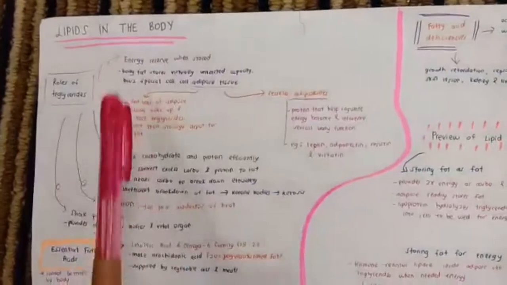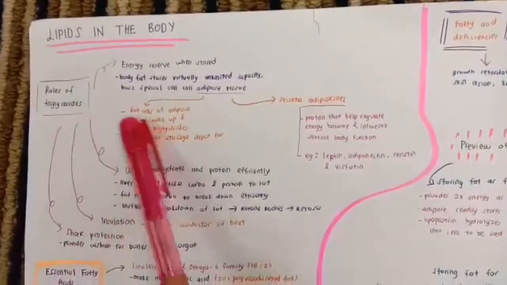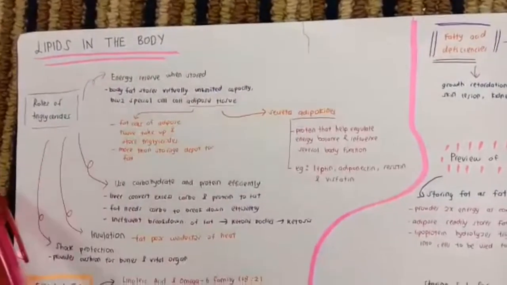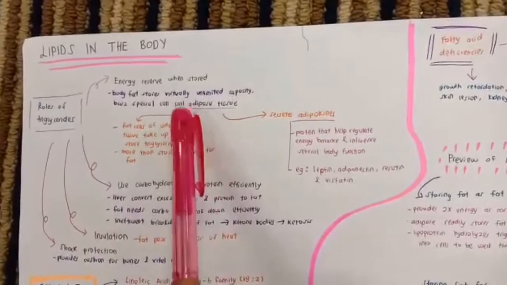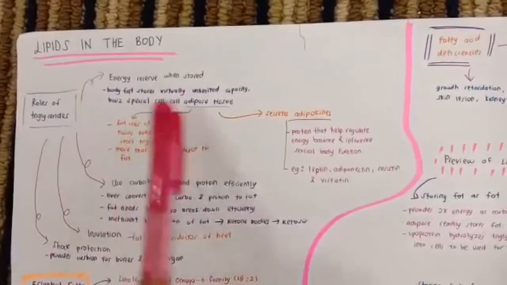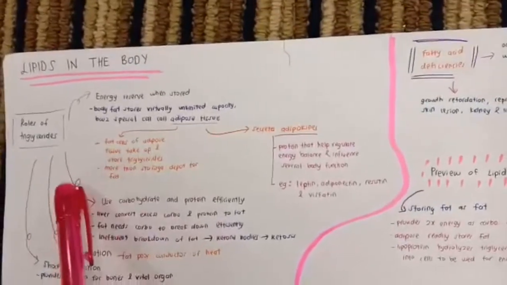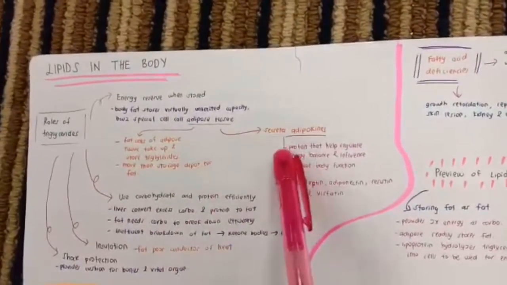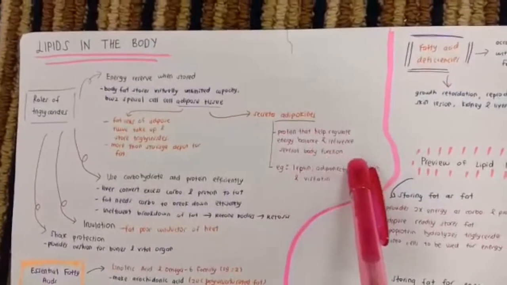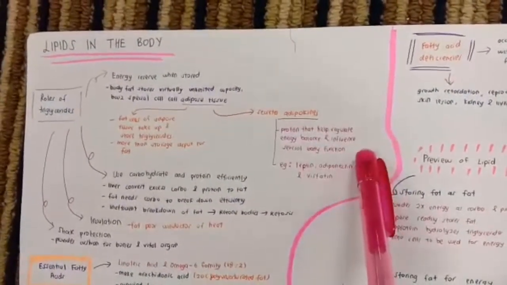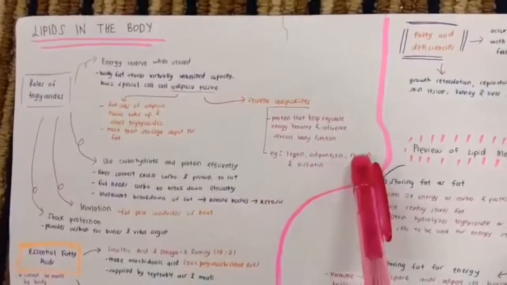Lipids in the body. First is the role of triglyceride as an energy reserve when stored. Body fat stores have virtually unlimited capacity, and the special cell is called adipose tissue. Adipose tissue takes up and stores triglyceride, and also secretes adipokines. Adipokines are proteins that help regulate energy balance and influence several body functions. Examples of adipokines are leptin, adiponectin, quercetin, and visfatin.